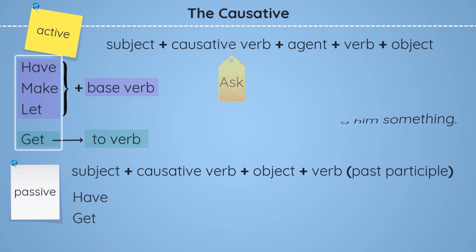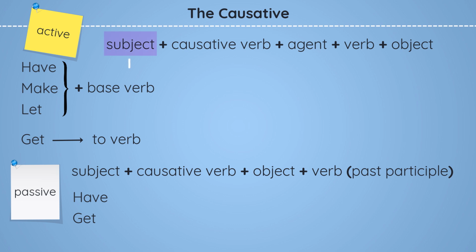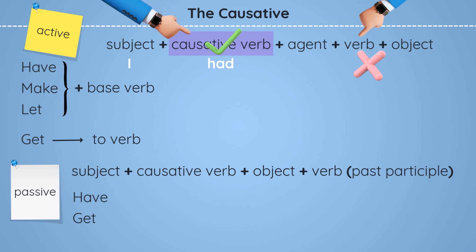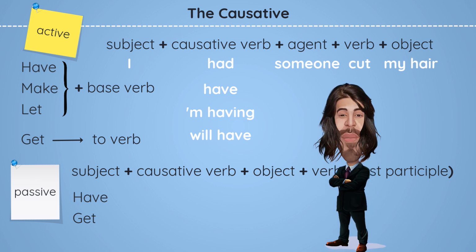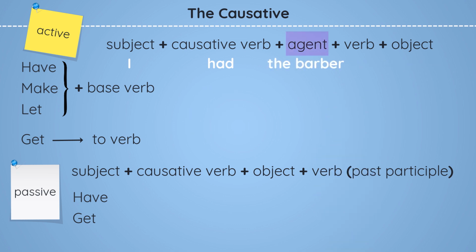Okay? So again, subject, I for example. Had, you can go past. Whatever tense you're looking for, future, past, present, this is going to take the tense, not this. Your causative verb is going to take the tense. I had someone. I have or I'm having someone. I will have someone cut my hair. For example, I need a haircut actually now that I think about it. So, I had the barber, in this case, cutting hair. Cut, base. My hair, object.